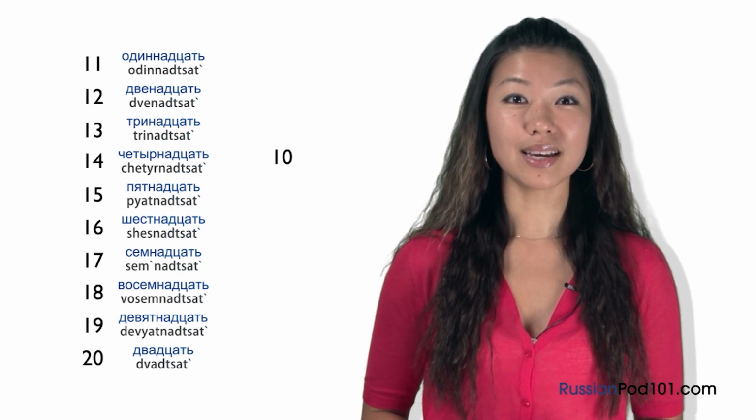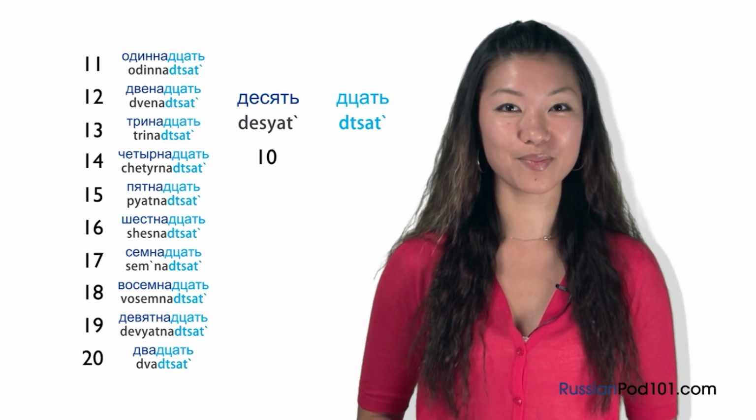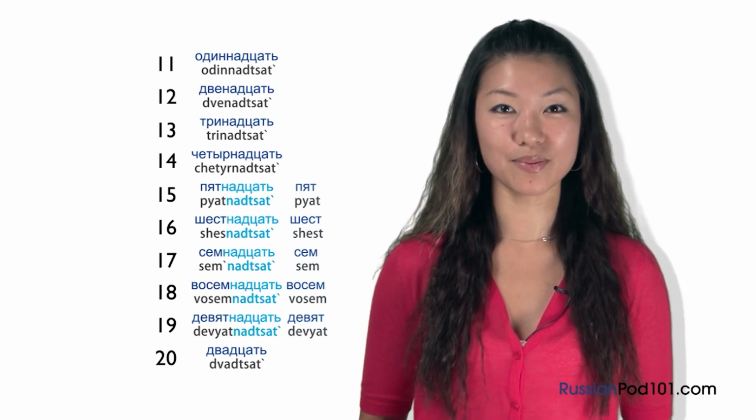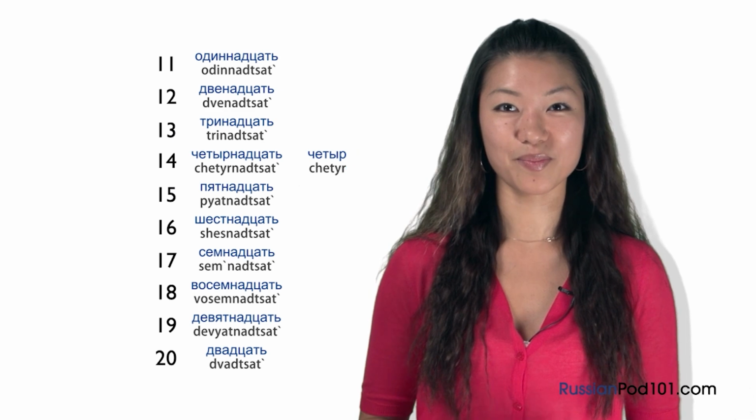These numbers may seem harder to remember and pronounce than those in the previous lesson, but as you have probably noticed, the endings are the same. The suffix nadtsat is the modified word for 10. Counting from 15 till 19, you simply eliminate the last letter from the original word and add nadtsat. In the case of 14, you eliminate the letter ye.